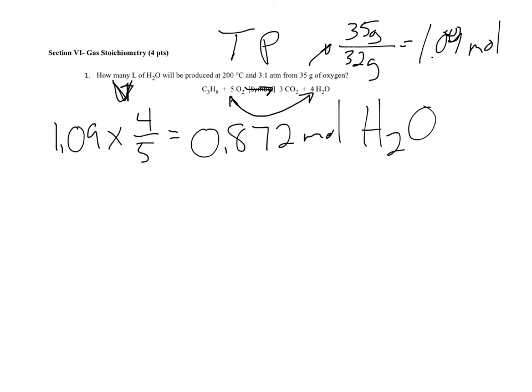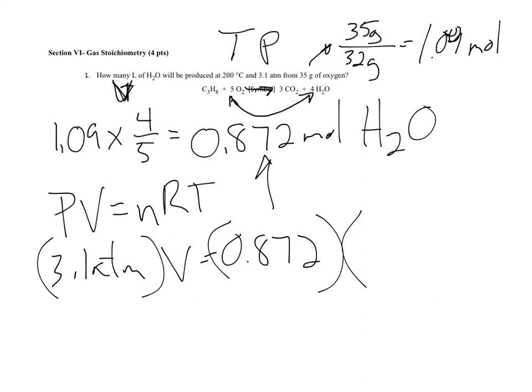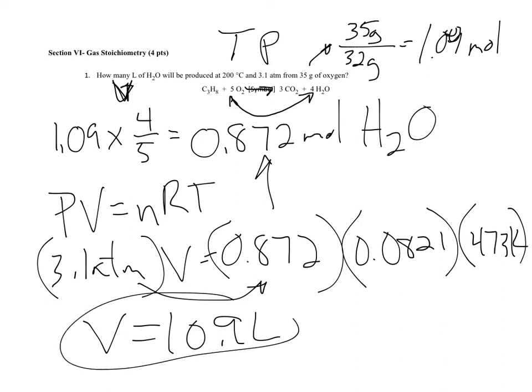Okay, volume. Now I've got volume that I want, I've got a pressure, and again, anytime there's moles, you're talking the ideal gas law. So plug in what we have, 3.1 atmospheres times the volume. We don't know that, we're trying to find it. The number of moles is 0.872, that's what we found here, times 0.0821, since pressure is in atmospheres, times 200 Celsius, which is 473 Kelvin. Do that math out, divide by 3.1, volume equals 10.9 liters.